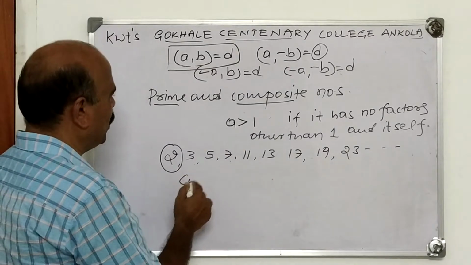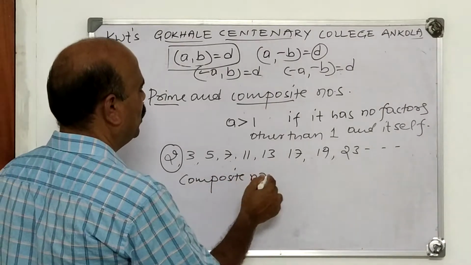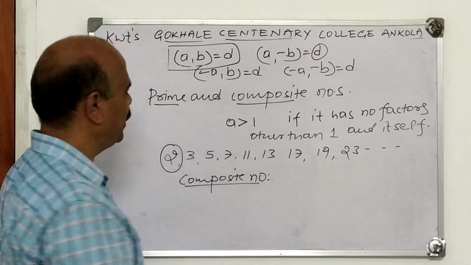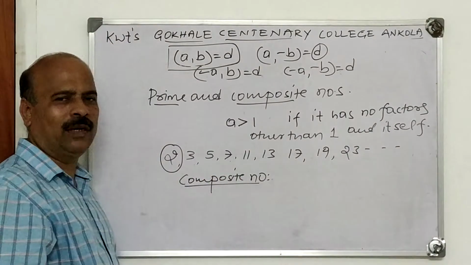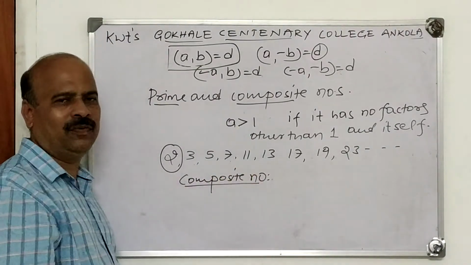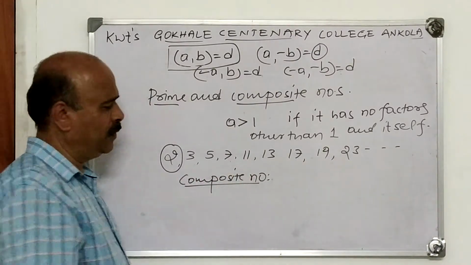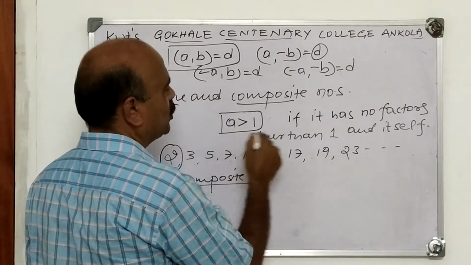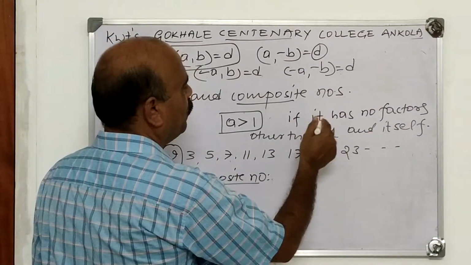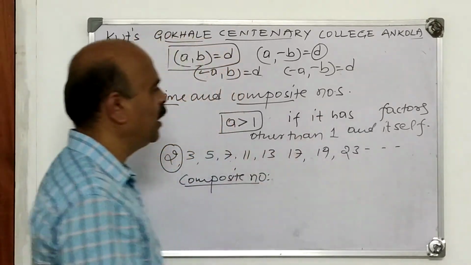Now, next, what is a composite number? If I say a number which is not prime is a composite number, then that doesn't serve as a definition. Composite number. How to define? Composite means a positive integer greater than 1 is called a composite number if it has factors other than 1 and itself.